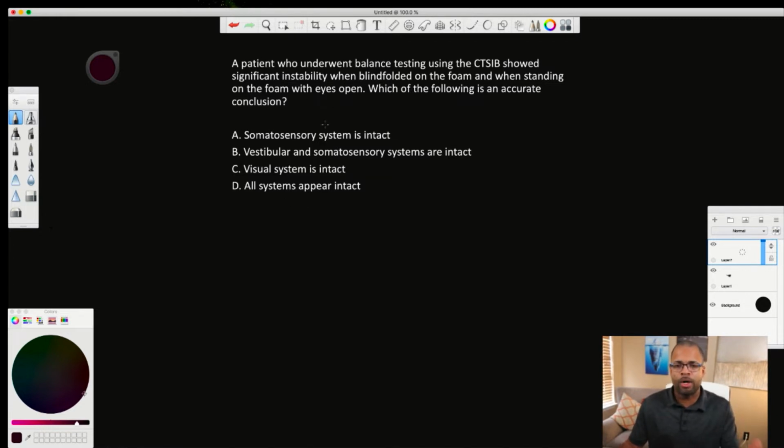So we have a patient who underwent balance testing using the CTSIB and showed significant instability when blindfolded on foam and when standing on foam with eyes open. Which of the following is an accurate conclusion? You look down at your answer choices here and you see sensory systems intact, somatosensory systems intact, vestibular and somatosensory systems intact. So all these different answers.